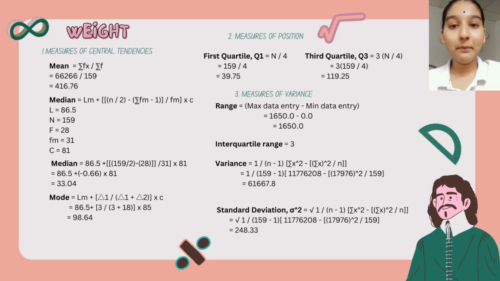Second is weight. In the measures of central tendency, the mean is 404.64, the median is 33.04, and the mode is 98.64. Next are the measures of position. The first quartile Q1 is 39.75. The third quartile Q3 is 119.24. Last but not least, for the weight, the measures of variation are: range 1650.0, interquartile range 3, variance 61667.8, and the standard deviation is 248.33.